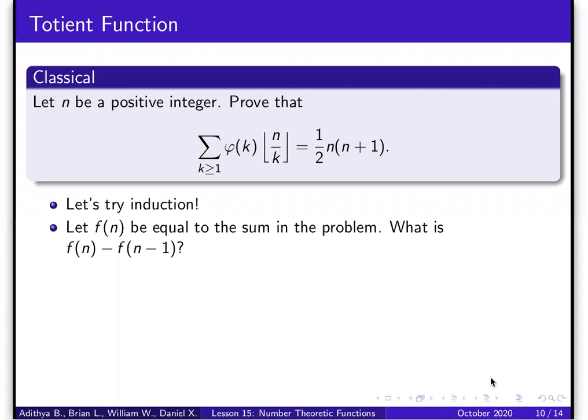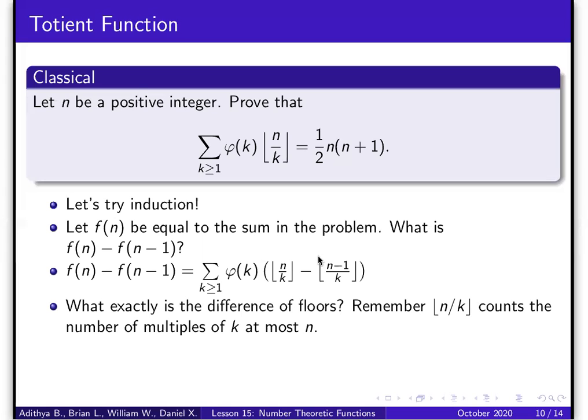Okay, yeah, that's right. To see this, first we would just subtract the two sums and write it in this form. Now we have a difference of floors in the parentheses. So what values does this difference of floors actually take?